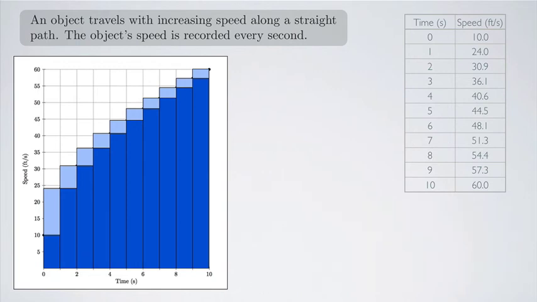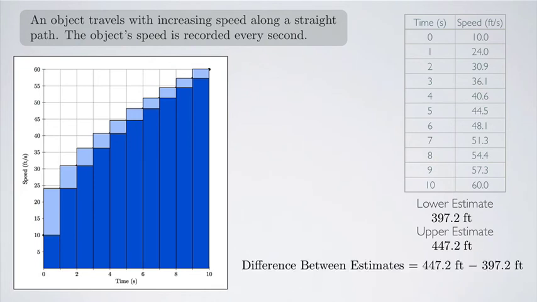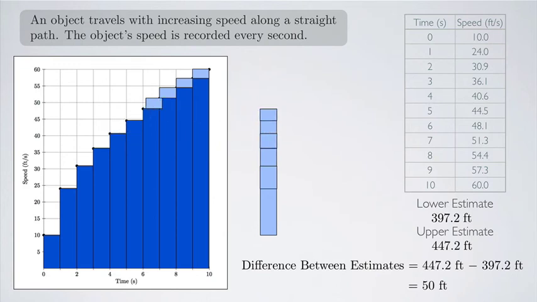So now I have my lower estimate, 397.2 feet. I have my upper estimate, 447.2 feet. And I have the difference between the estimates. That's 447.2 feet minus 397.2 feet, and that's 50 feet. So again, we can look at this visually. You can imagine stacking all of the lighter colored rectangles on top of one another. And this figure that's created represents the difference between the estimates. That's because when I calculated the upper estimate, I added in these extra rectangles.